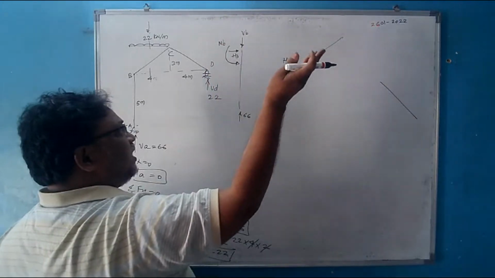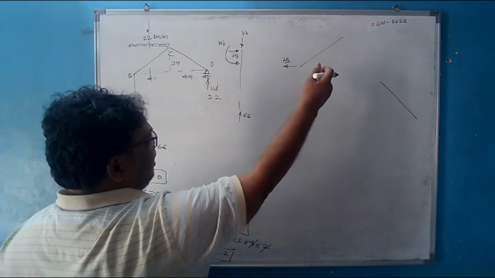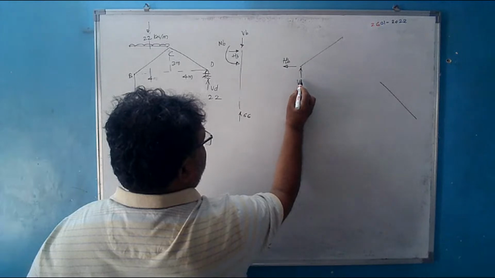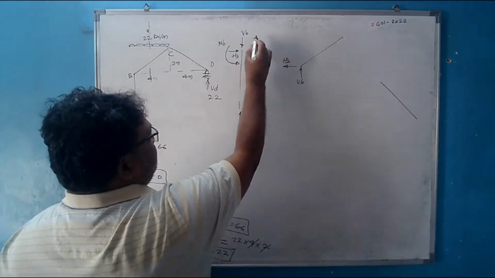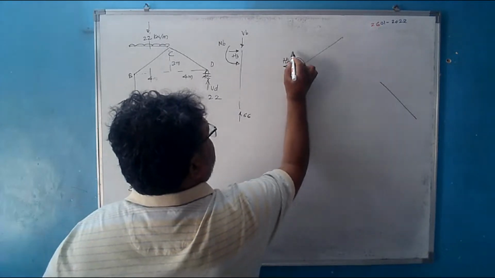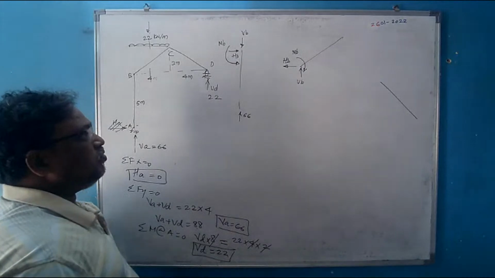If it comes positive, then fine; if negative comes, we will change it at the end. HB is considered right, so here it must be left. This VB is considered down, so VB must be up. This MB is considered anti-clockwise, so here I have to consider MB clockwise. Because when I join the two members, the net must be 0.